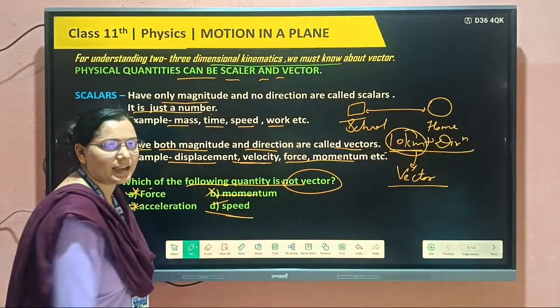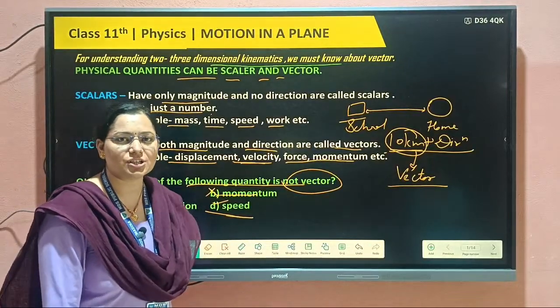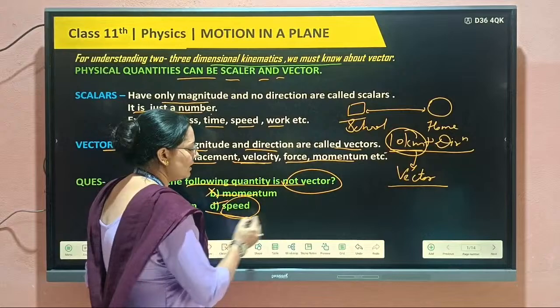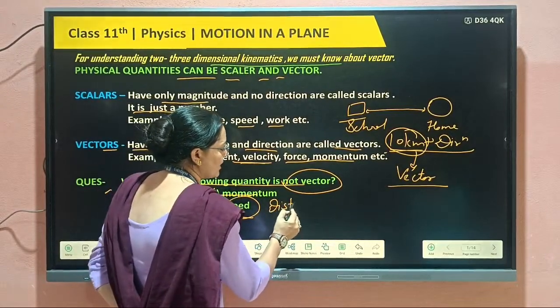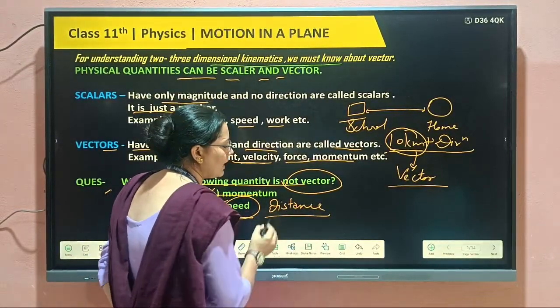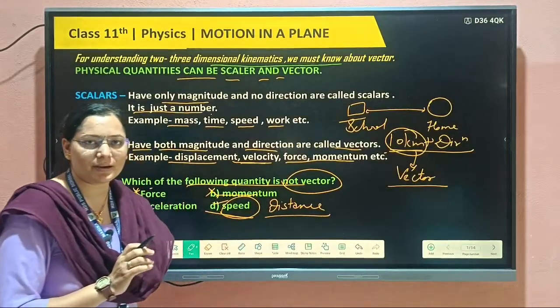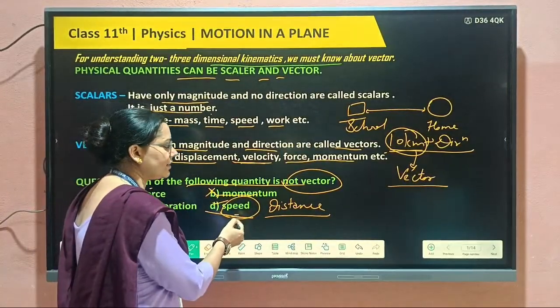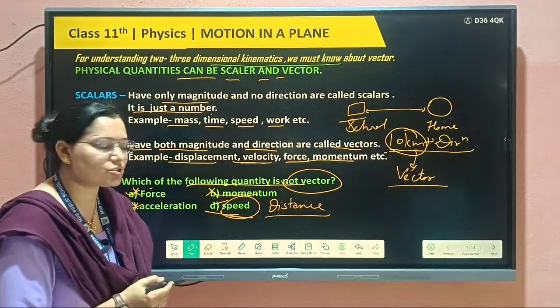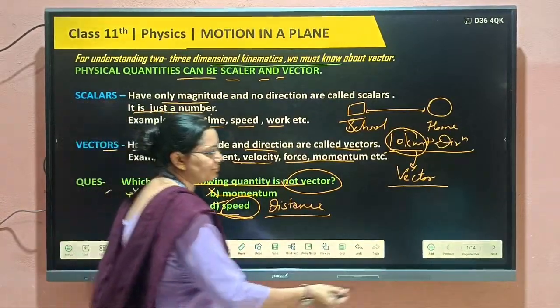Speed only will define magnitude, not having any direction, because it depends upon distance. Okay, and distance can be any path in any direction, not having any proper direction. That's why it will come in the category of the scalar quantity. Okay, so right option will be our D option.